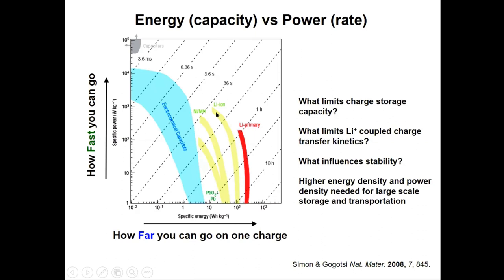This is equivalent to pushing on the accelerator to go up a hill in a car. And maybe those of you that have driven in, say, a Prius, which is a hybrid, it's got a metal hydride battery with a gasoline engine.